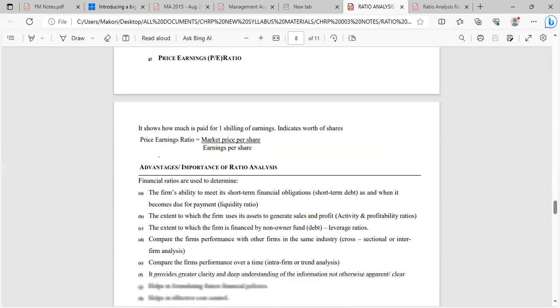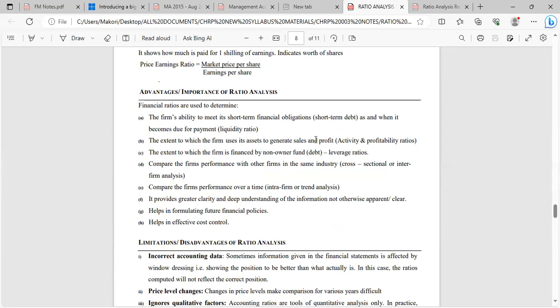But understand also the advantages and the importance of ratio analysis. Why do we require the firm to do ratio analysis? Of what importance? It evaluates or determines the firm's ability to meet short-term financial obligations when they fall due. That is through the calculation of the liquidity ratios. They also show the extent to which the firm uses its assets to generate sales and profit, that is activity and profitability ratios. They determine the extent to which the firm is financed by non-owner funds, the debt. That is through the calculation of the leverage or the capital structure ratios.